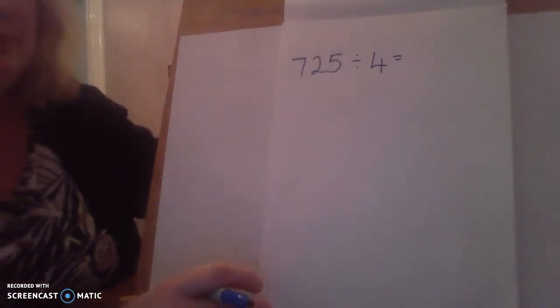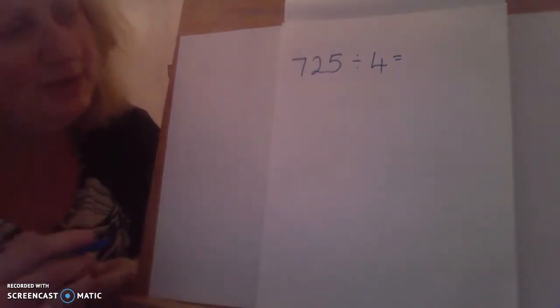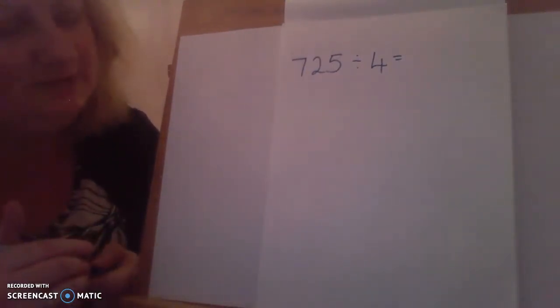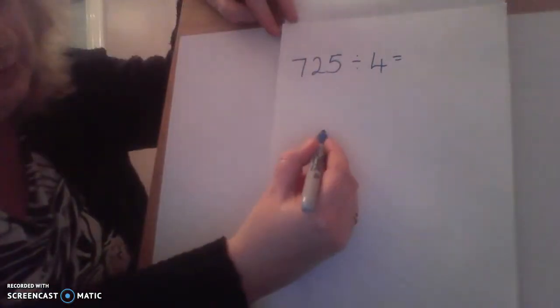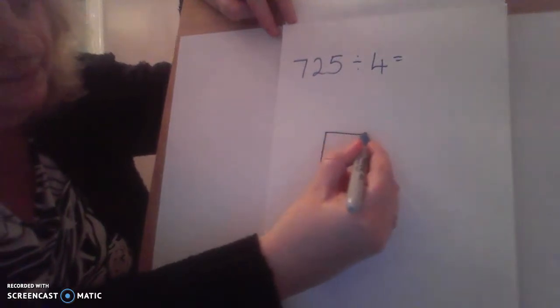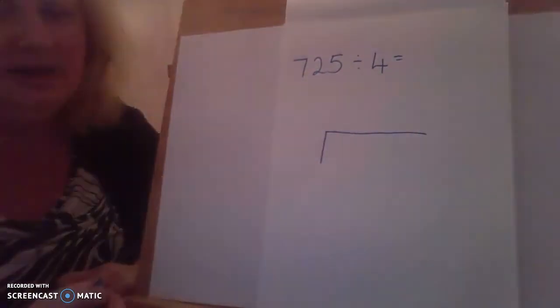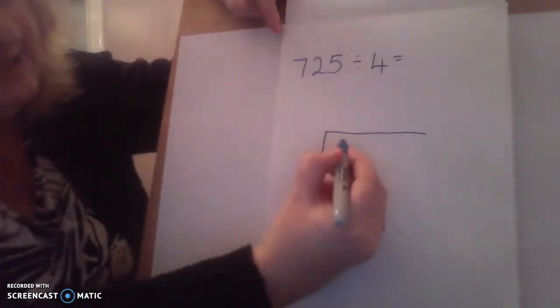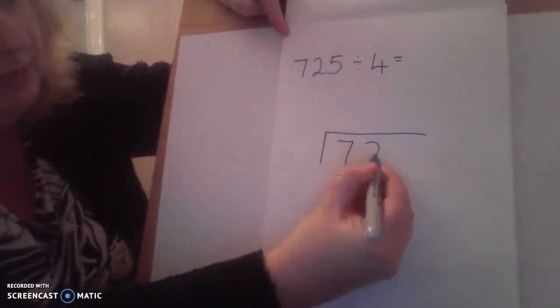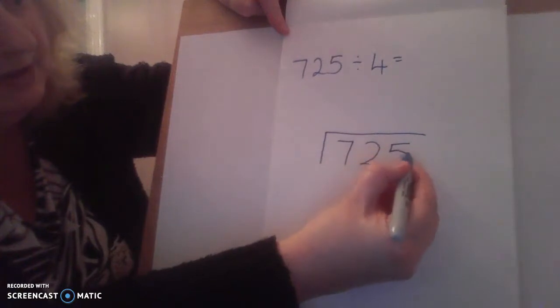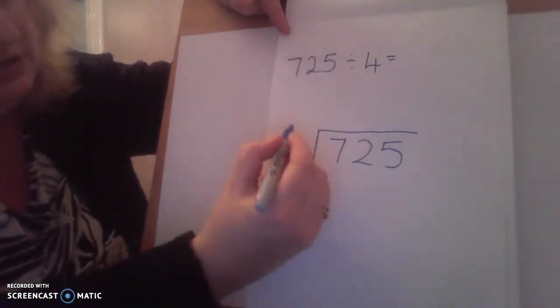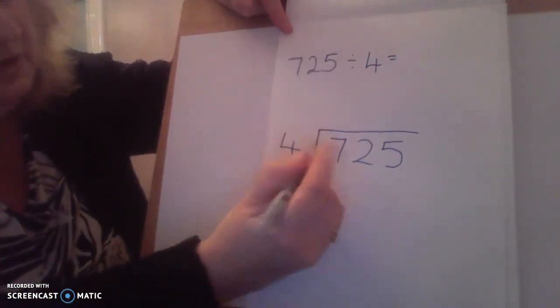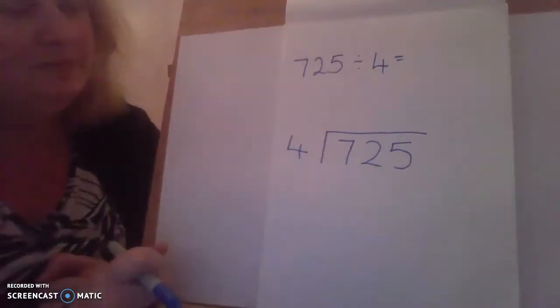Okay, wow, a 3-digit number. Okay, so we've got 725 divided by 4. So I'm going to draw my bus stop again. And I'm going to put which number inside the bus stop? Yep, you've got it right. The 725, the number we want to divide inside the bus stop. And outside the bus stop is our number 4, the number we're dividing by.